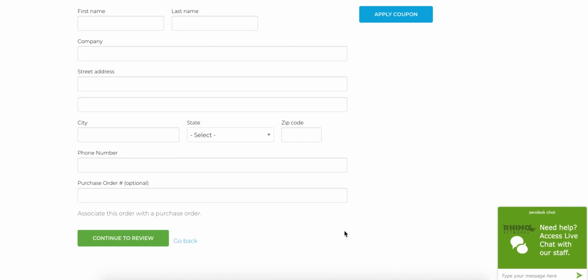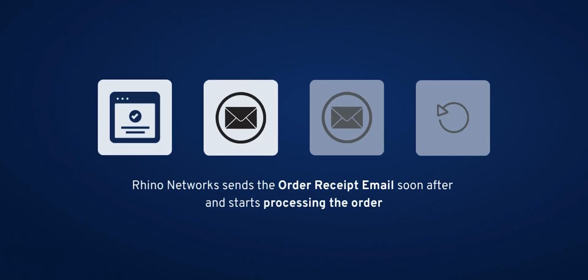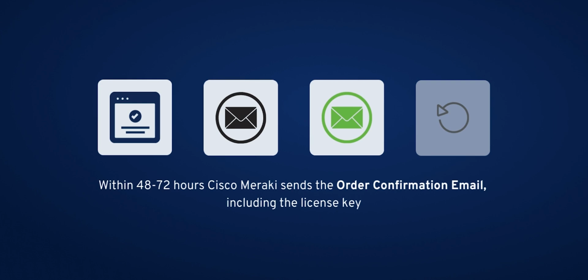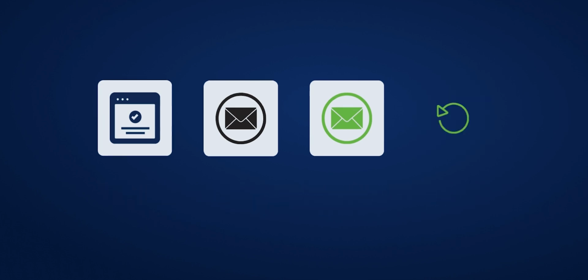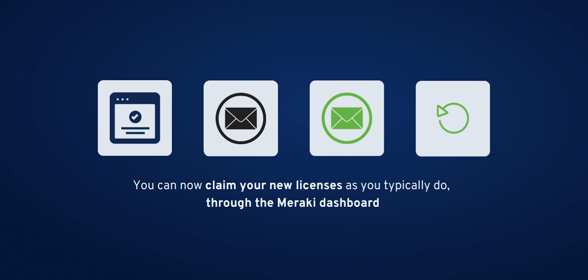Once this is done, your order will be immediately processed by Rhino Networks and you will receive a confirmation email soon after. As soon as the license order is confirmed, Cisco Meraki will email it to you directly. This is usually done within 48 to 72 hours after the order being placed.